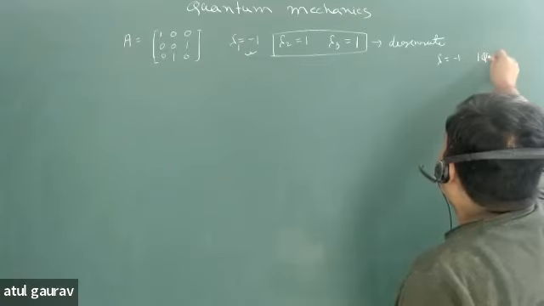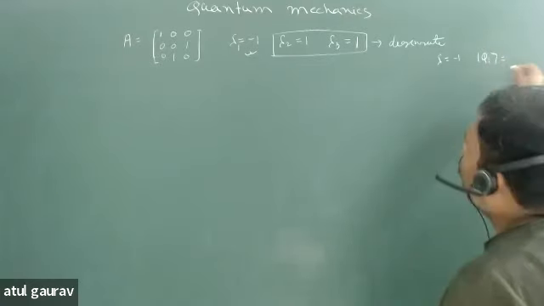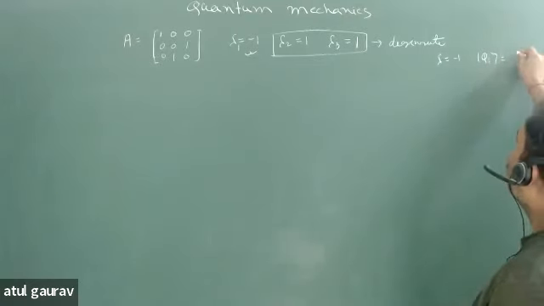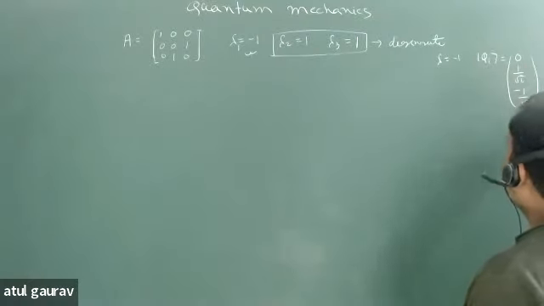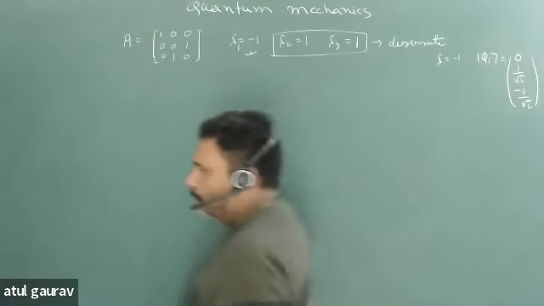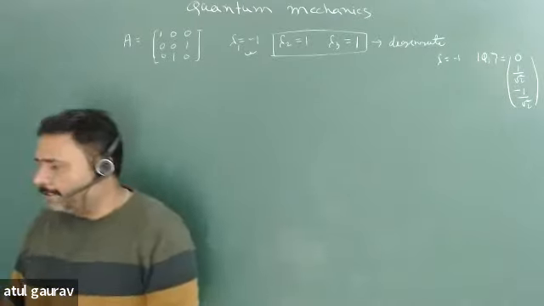We have calculated phi 1. And what is that particular value? That value is 0, 1 by root 2, minus 1 by root 2, isn't it? And this is the normalized one. So we have calculated this.